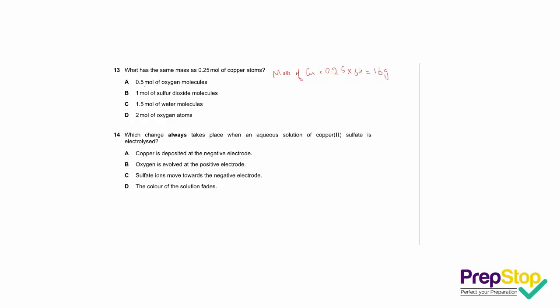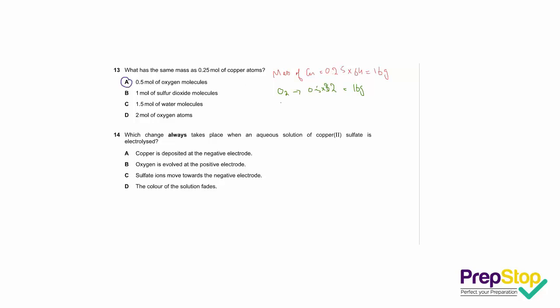Now we look at option A, which is 0.5 mole of oxygen molecules. Oxygen molecules have the formula O2. To calculate their mass, we multiply 0.5 by 32, which is the MR, and we get 16 grams. This means that it has the same mass as 0.25 mole of copper atoms. So option A is the correct answer. However, we still look at the other options as well.